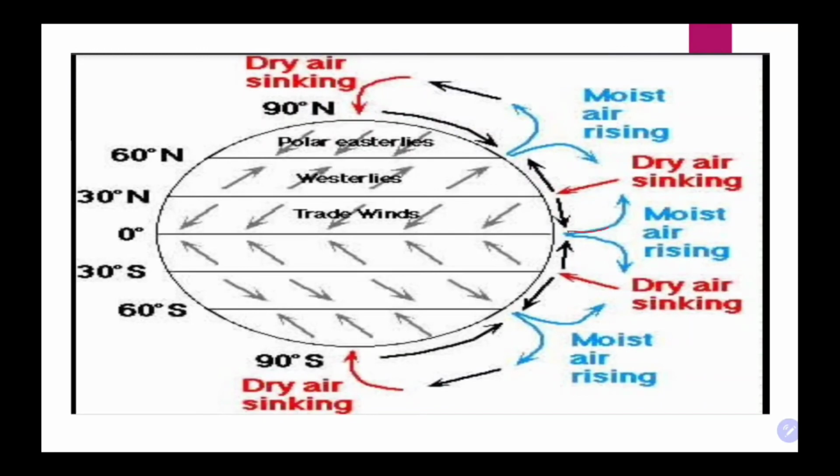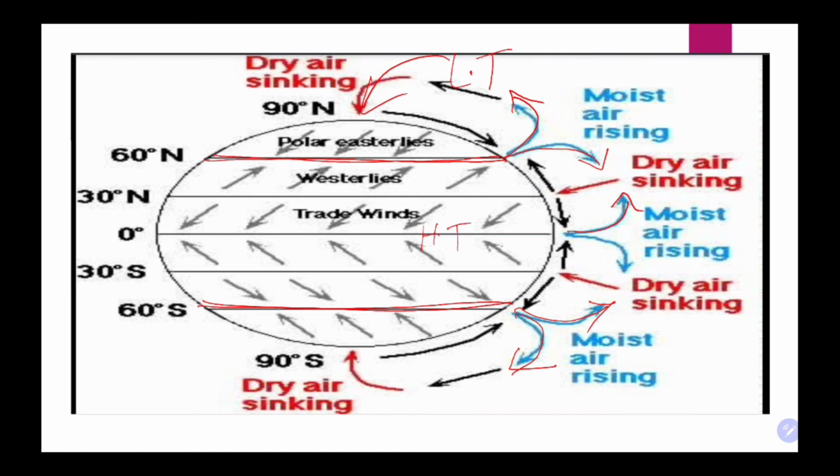Air will rise up from the equatorial region because the temperature is very high, and it will sink in the polar region. And in the polar region, the temperature is very low. But near 60 degrees north and 60 degrees south, the air will again expand and move in both directions. You can see the air will expand and will move out. This is because of the rotation of the earth.